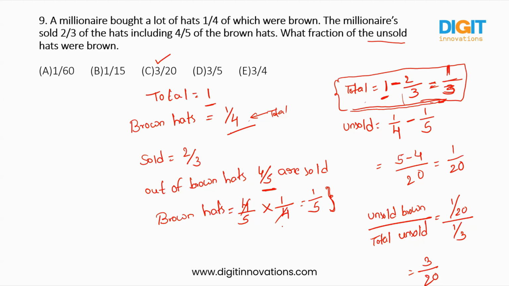And when it comes to brown hats, only brown hats, total it is 1 by 4. And in that 1 by 4, 1 by 5 were already sold. So you will get the remaining value, which is 1 by 20, which are the unsold ones. So unsold brown is 1 by 20 and total unsold is 1 by 3. Then you can write it in fraction way, 1 by 20 divided by 1 by 3. Then you will get 3 by 20. I hope you are clear. Then I'll go to the next question.